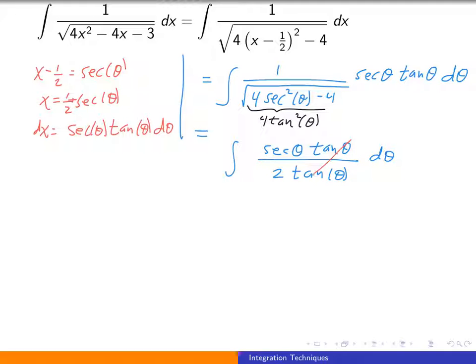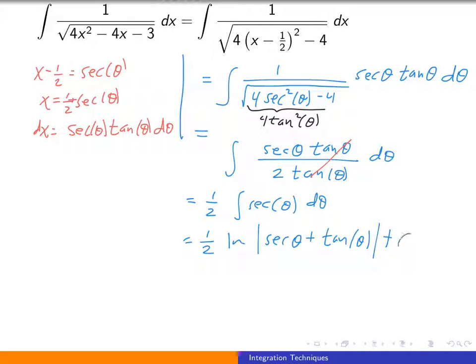So our tangent theta terms cancel. We have a 1/2 that pulls out front, and what remains is the antiderivative of secant. This should be, at this point, a common antiderivative that we easily can write down. So that would be the natural log of the absolute value of secant theta plus tangent theta. And our last step, as with any trigonometric substitution, is to rewrite back in terms of this original variable x.